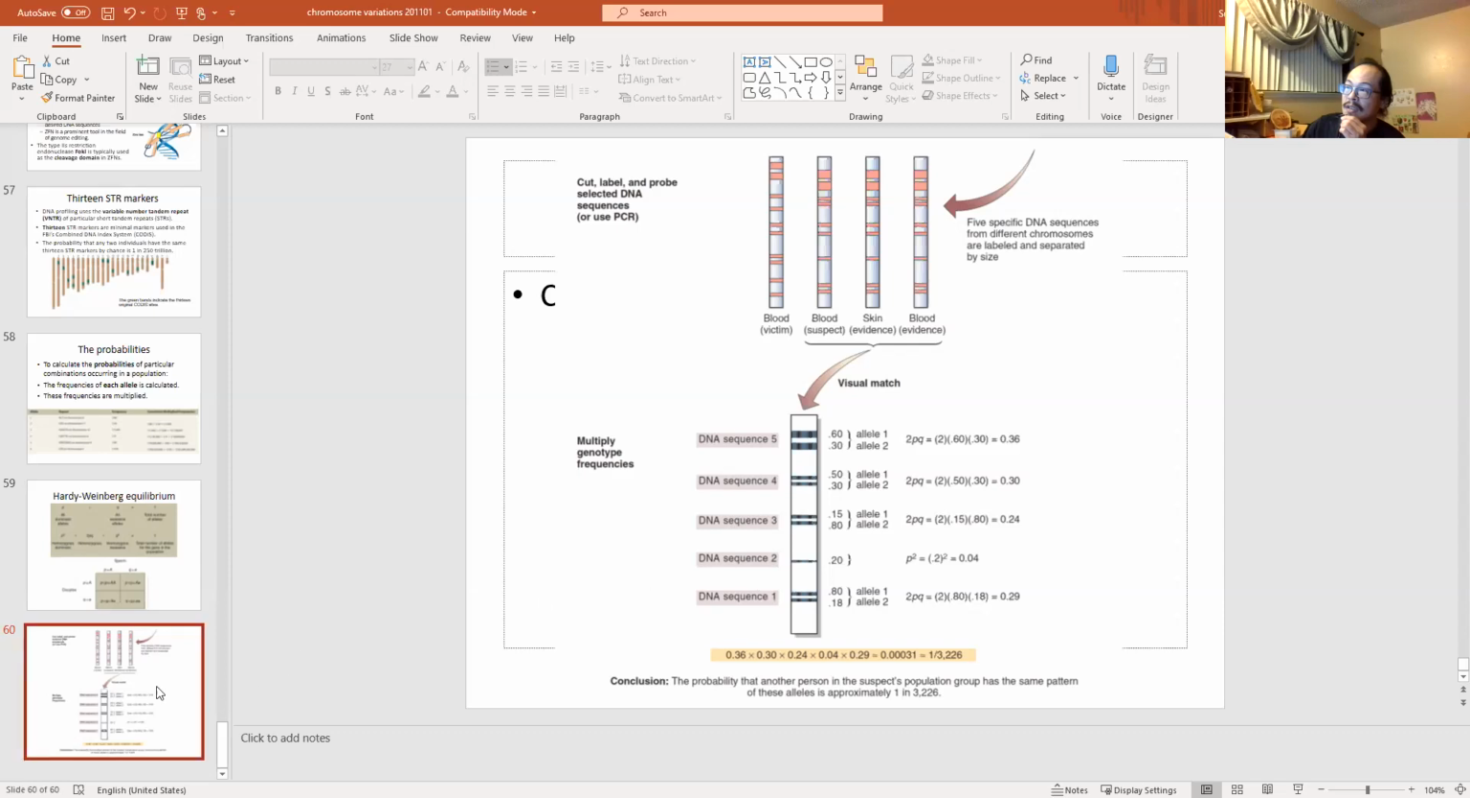And if we have a chance, we probably can do some practice on this one. If not, this is the example that I provide you. So that ends it. This is the chromosome variation, and this is how we can use this chromosome variation to conduct a DNA profile. All right, let me know if you have any questions.